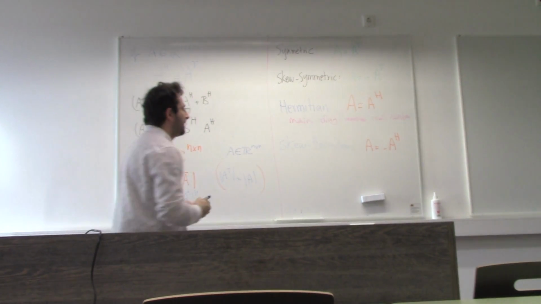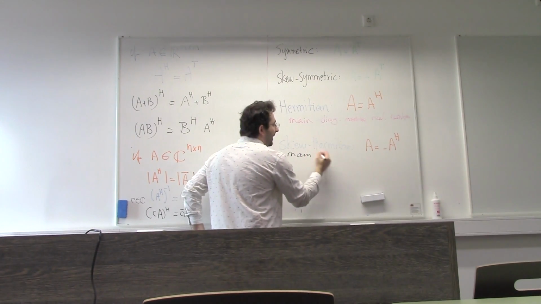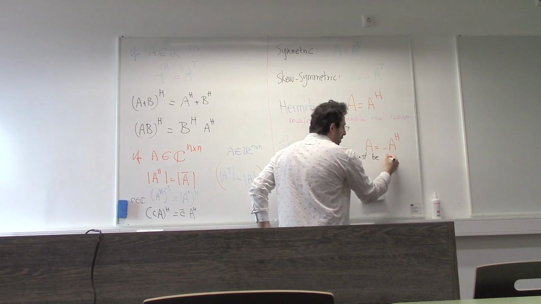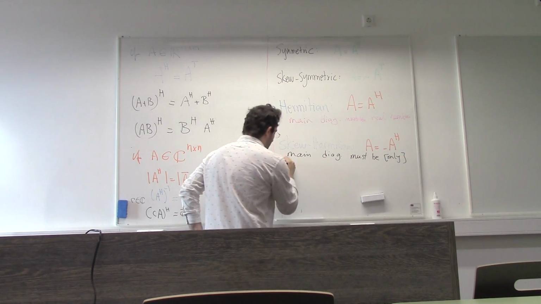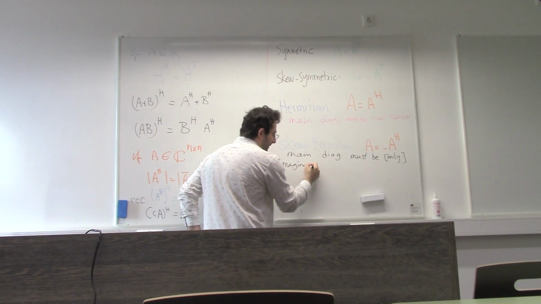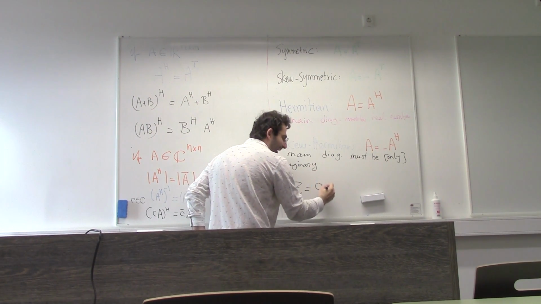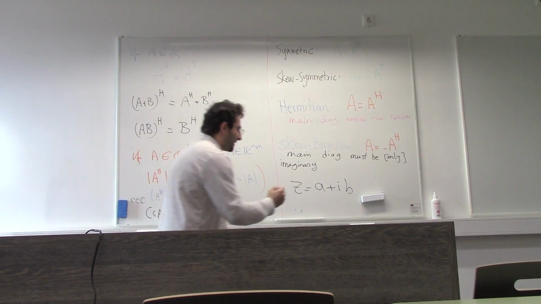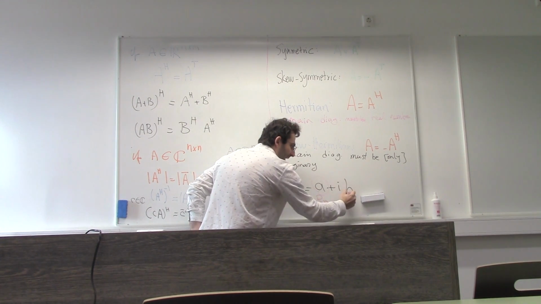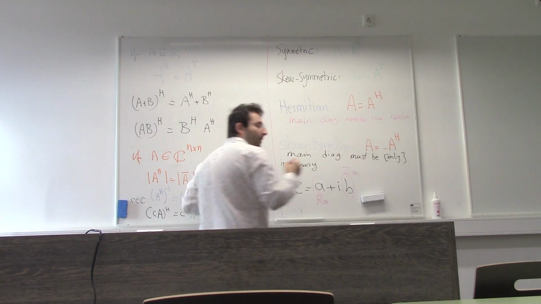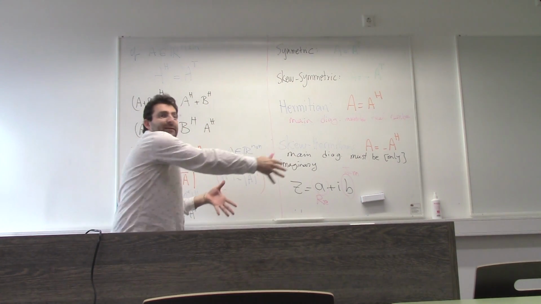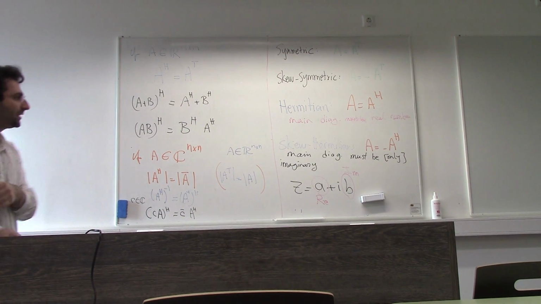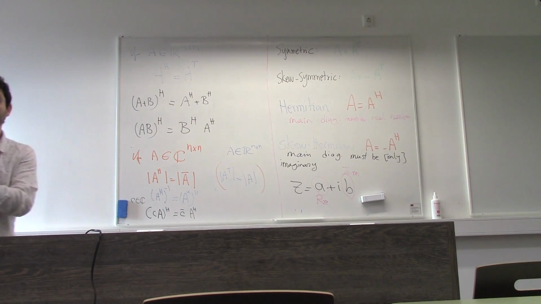So the main diagonal must be only imaginary. We know that if z is equal to a plus ib, where i is the imaginary unit, this is called the real part, this is called the imaginary part, and the whole thing is called a complex number. Okay? So this is a very important conclusion that we can get.